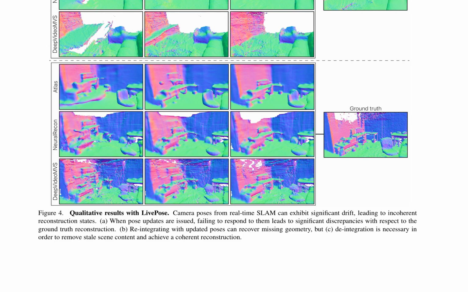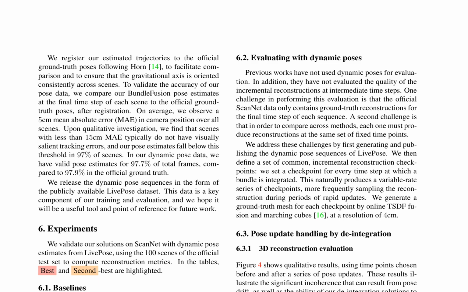The LivePose dataset is introduced, which provides dynamic SLAM pose streams for a large number of RGB-D scans. The dataset is used to evaluate the proposed de-integration strategies, demonstrating their effectiveness in achieving coherent reconstructions in the presence of dynamic pose updates. The researchers present a novel approach to online monocular 3D reconstruction, focusing on handling pose update events from the SLAM system.